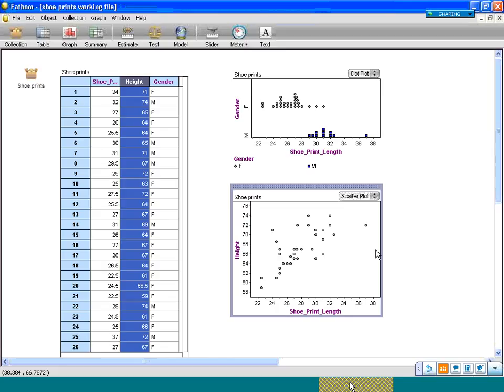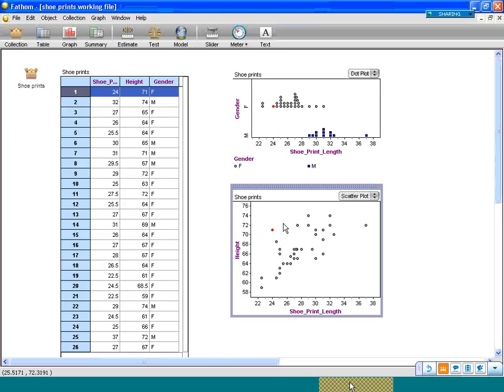In general, as shoe print length increases, what happens to height? Height increases. In general. Are there any exceptions to that general pattern? Yes. Can you tell us about an exception that you see? Well, we have a shoe print length of 24 centimeters and a height close to 72 there. We have a shoe print length of 30 centimeters with a height down there around 64, 65. I clicked on the first point you mentioned. Can you see that highlighted now?